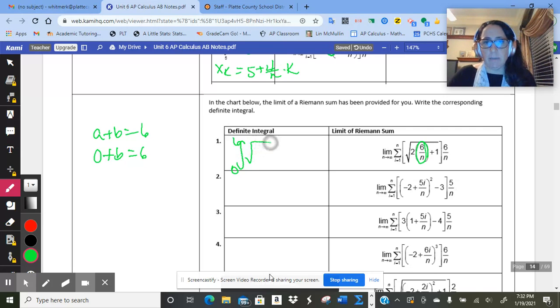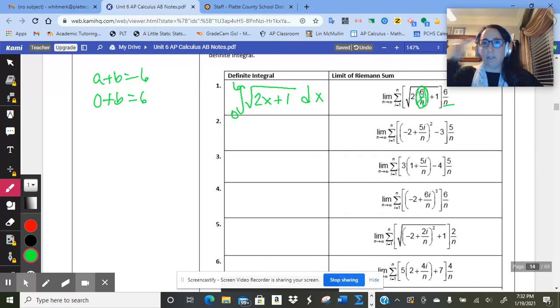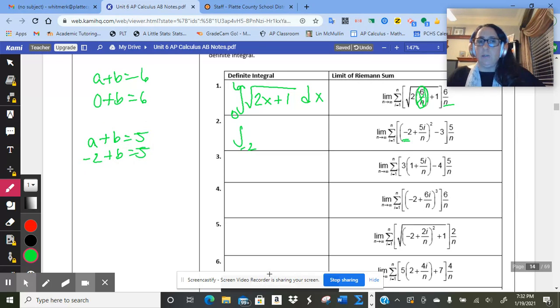And then we're going to see that we have the square root of 2 times x plus 1, and then the dx. And then whatever I plug that into, that's where my x goes. Okay, so let's try this one. Here I can see I started at -2, and I have to end at 5. So a plus b has to equal 5, and I started at -2. So b will have to be 7.